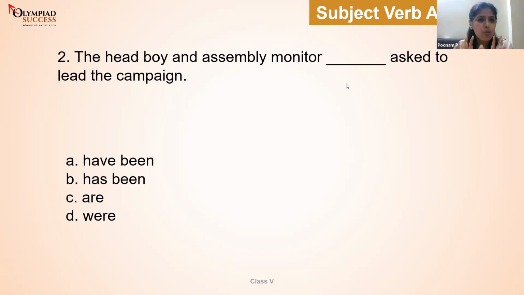When we are referring to a subject and they are indicating the same person, but I'm just giving two different ranks or two different words or adjectives to them, then please remember you are still referring to one person with two names. That's it. Okay. So the answer is B.